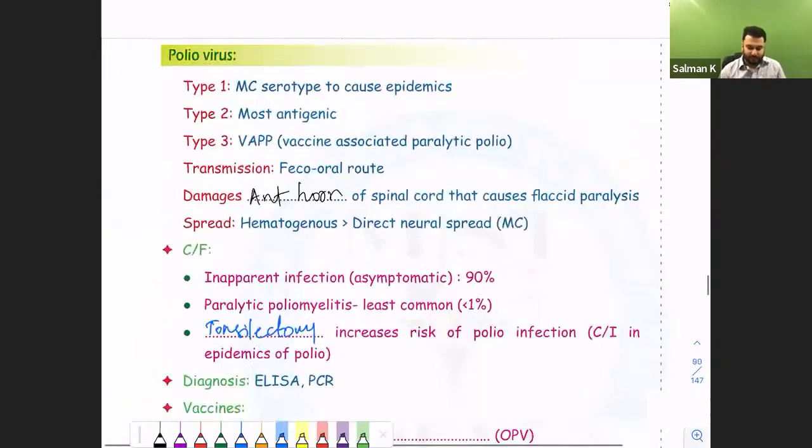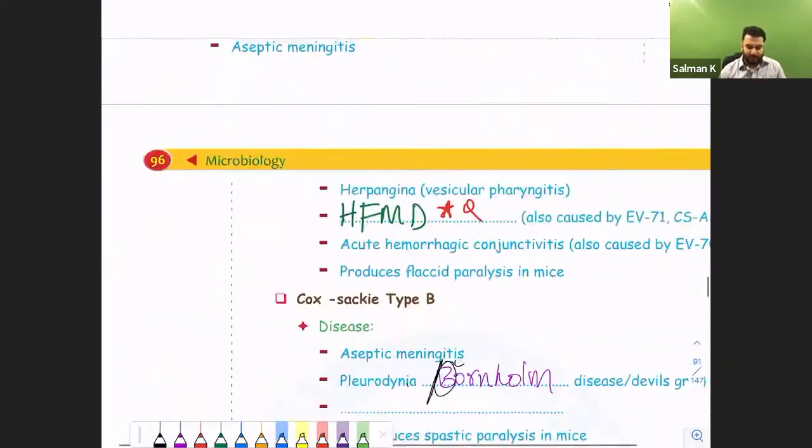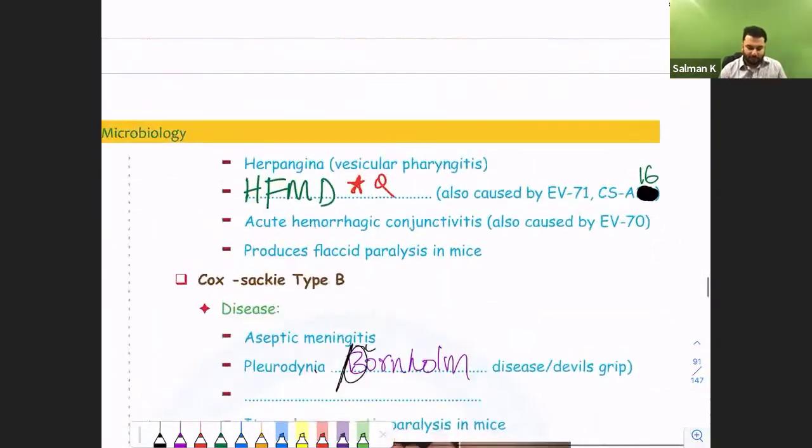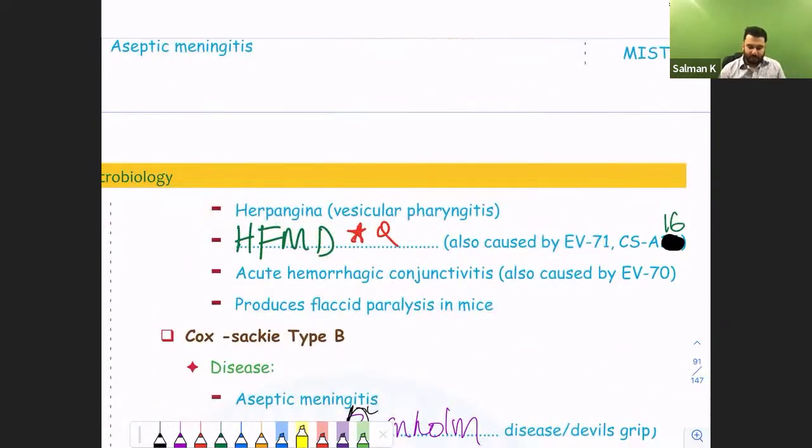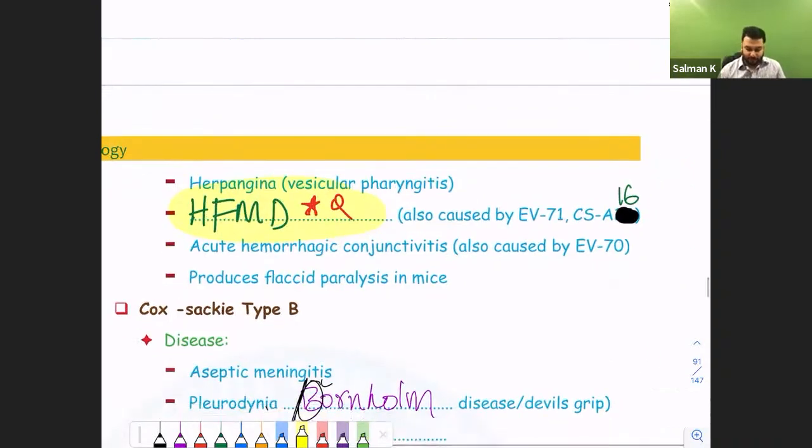Next, in this picornaviruses, I'm just going to tell you this. Please keep an eye on this one, hand, foot, mouth disease. Important. Hand, foot, mouth disease is caused by two viruses, enterovirus 71 and Coxsackie A16. Okay, enterovirus 71 and Coxsackie A16, they are going to cause this thing, hand, foot, mouth disease.